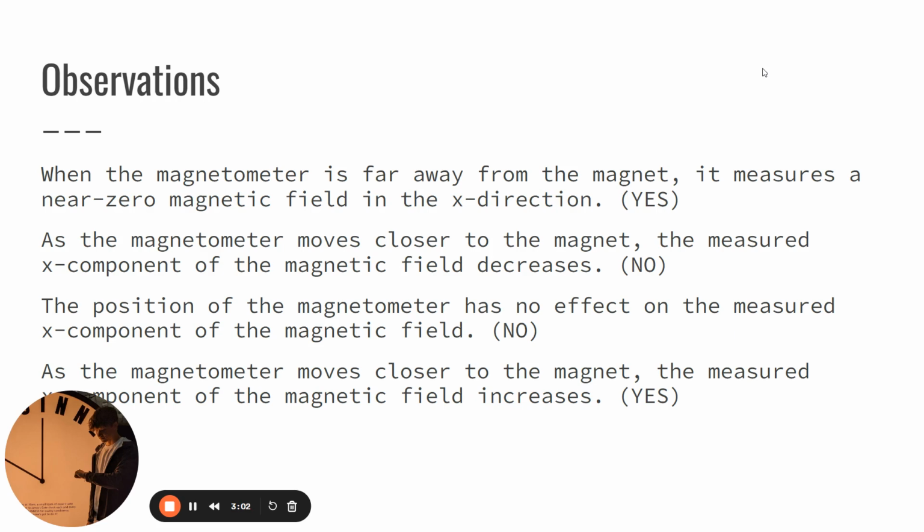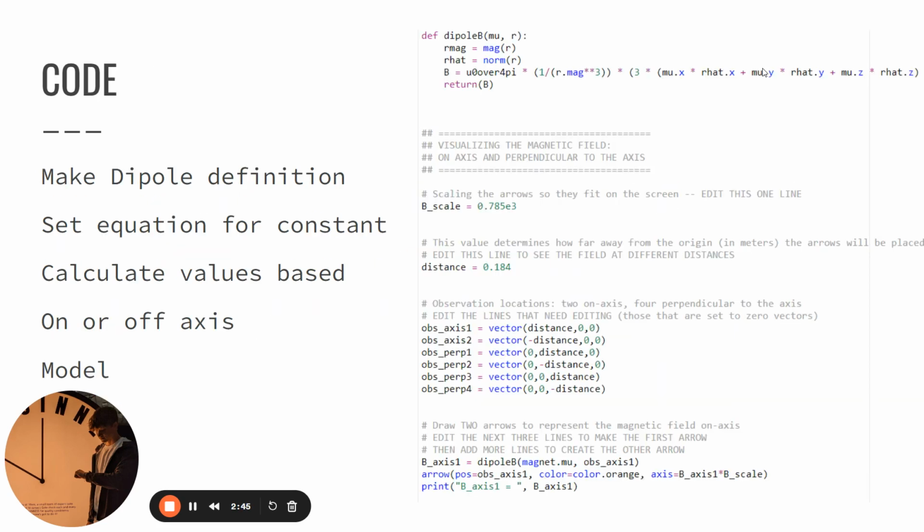For observations: when the magnetometer is far away from the magnet, it measures a near zero magnetic field. That is true. As the magnetometer moves closer, does the position have no effect? It does not. And as the magnetometer moves closer to the magnet, the measured component increases. Yes, it does.